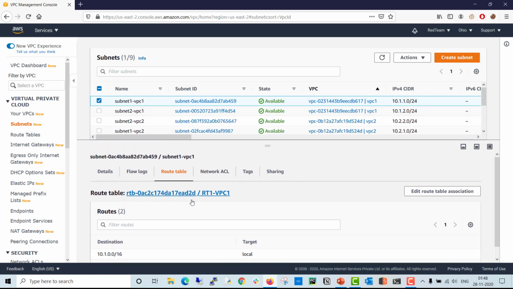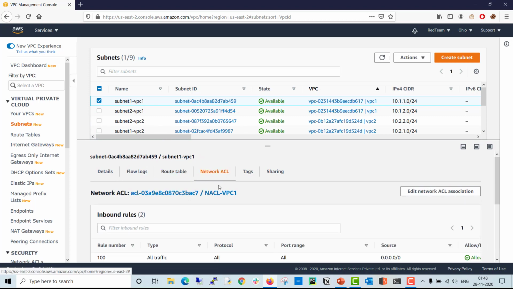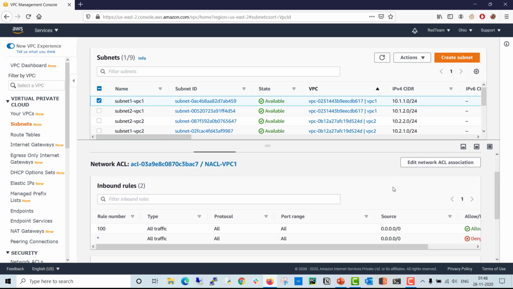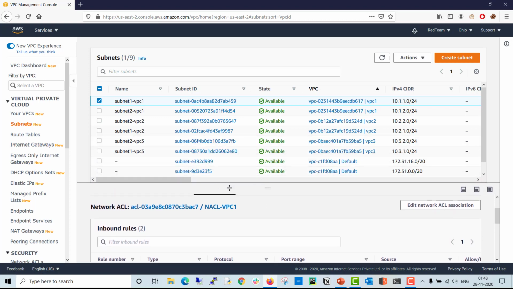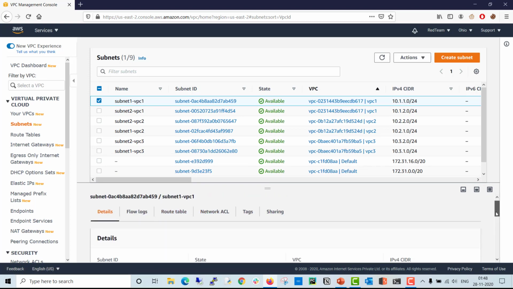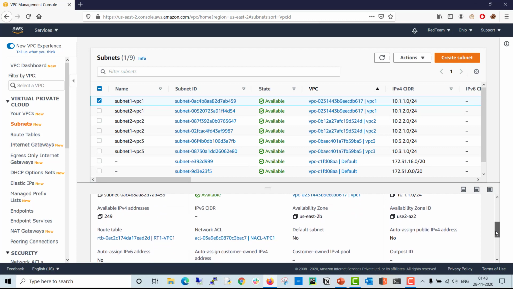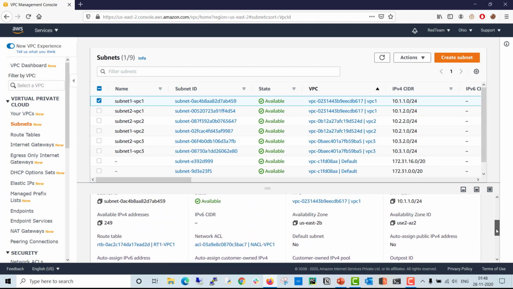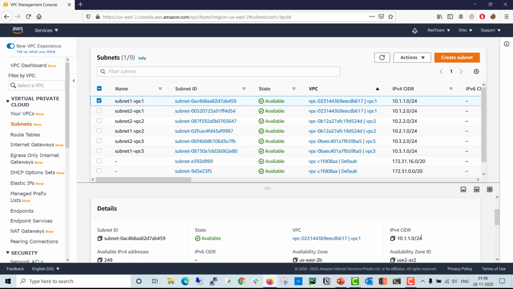When we're talking about subnet 1, this is the routing table attached to it, and the network access control which is attached to this subnet. So this is how we can check what is there in this subnet. In details, you can check what are the IP addresses which belong to this subnet. So this is the IP address.